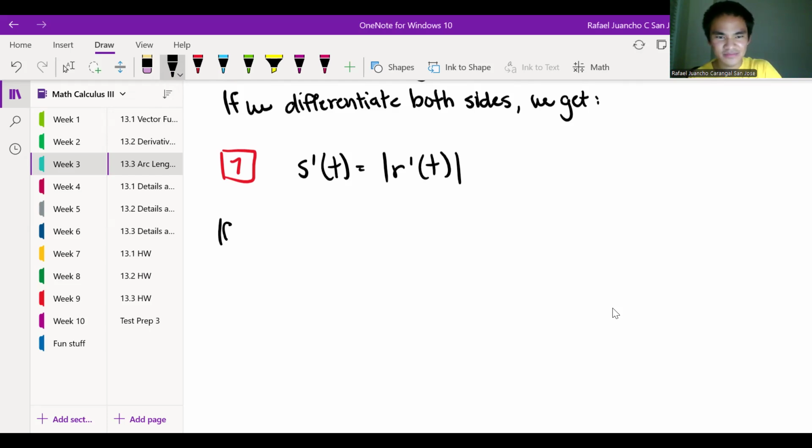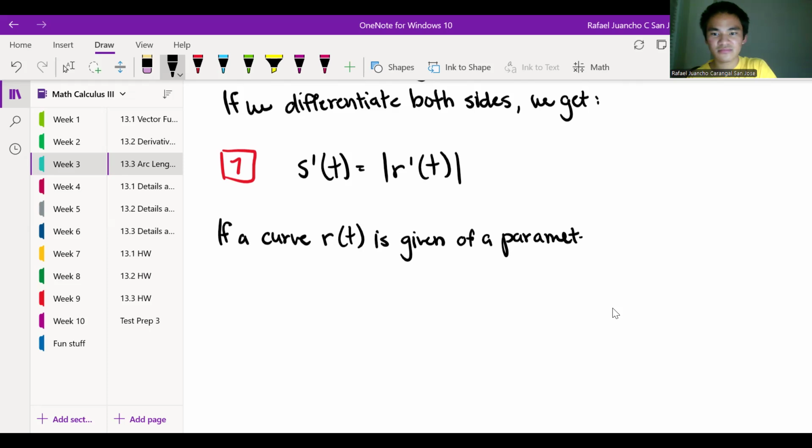So basically, we're saying if we have a curve, which has r of t, that vector function. Let's say this is given. So we're given this. Our parameter is t. And we're also given that s of t is the arc length function.